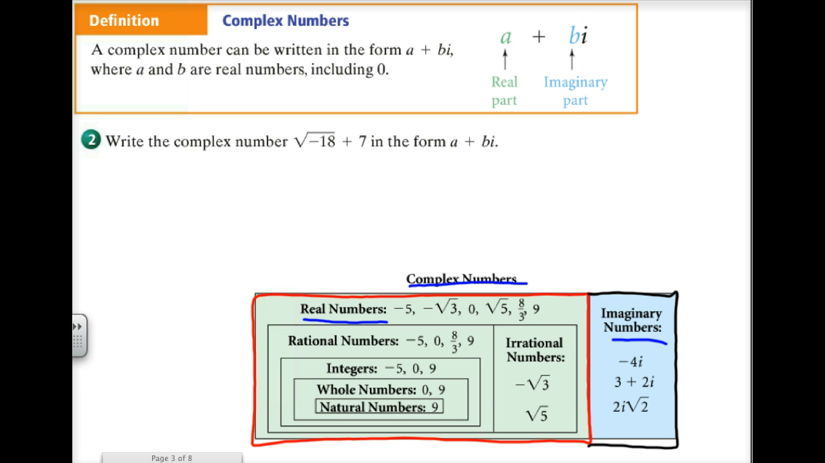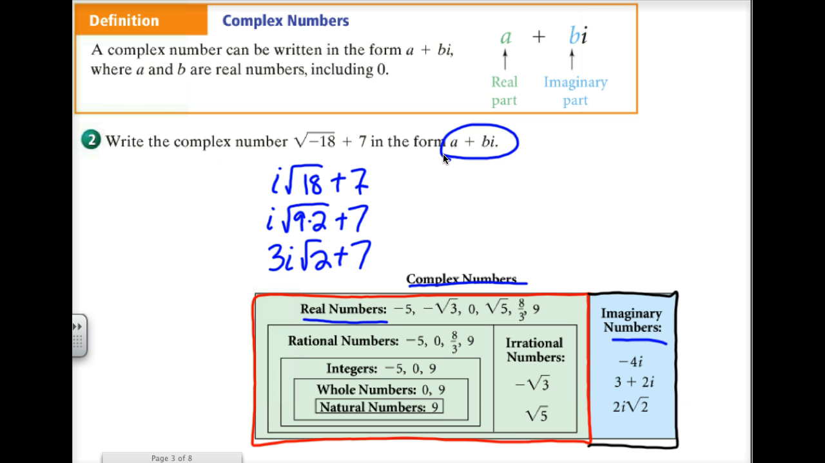So we're going to rewrite the square root of -18 plus 7 in the form a plus bi. The square root of -18 is i square root 18, with the plus 7 there. I can rewrite the square root of 18 as a perfect square of 9 times 2, which tells me that the square root of 9 is 3. Still have the i square root 2 plus 7. Now notice that in this form, the imaginary number comes second. So I'm going to write it as 7 plus 3i square root 2.